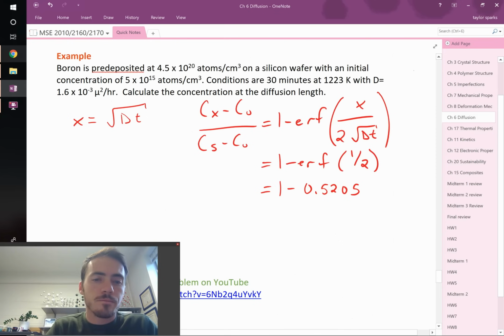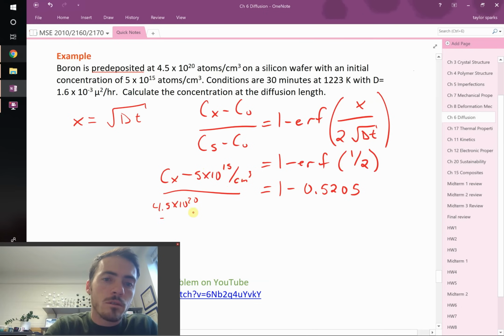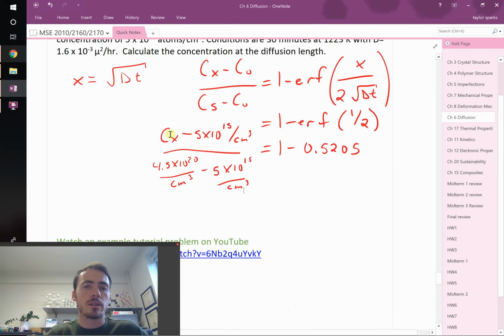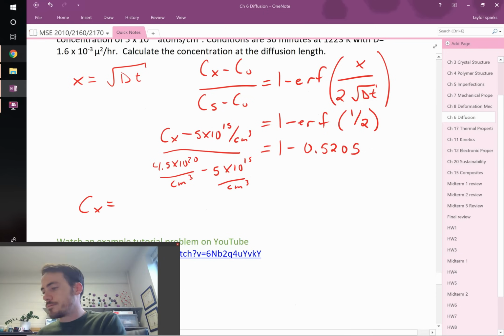0.5205, okay? On the left-hand side of the equation, we've got Cx, which we're solving for, minus the initial amount, which was 5 times 10 to the 15 atoms per centimeter cubed. Then down below it, we had the surface concentration, which was 4.5 times 10 to the 20 per centimeter cubed, minus the initial value deep within the material, 5 times 10 to the 15 per centimeter cubed. So the only thing we don't know in this expression is Cx. We can go ahead and solve for it. And when I do that, I find that Cx is equal to, let me find it here.